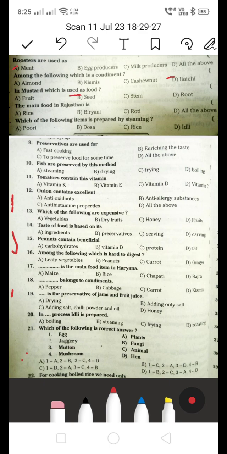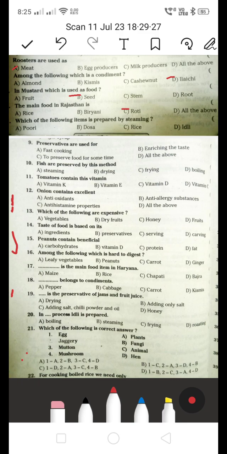The main food in Rajasthan is A rice, B biryani, C roti, or D all the above. Which is the right answer? Its answer is roti. Just as in Telugu states we eat rice more, the main food in Rajasthan is roti. C is the right answer.